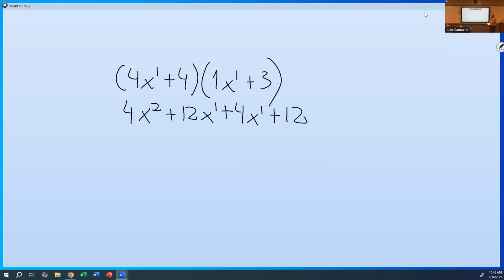Now we combine like terms again. You have only one term raised to the second power, so I will rewrite this again because there is nothing to combine. Now you have 12x to the 1 power and 4x to the 1 power. 12 plus 4 is 16, so 16x to the 1 power, and there is nothing to combine with the 12. So I will rewrite the 12 again, and that is my final answer.